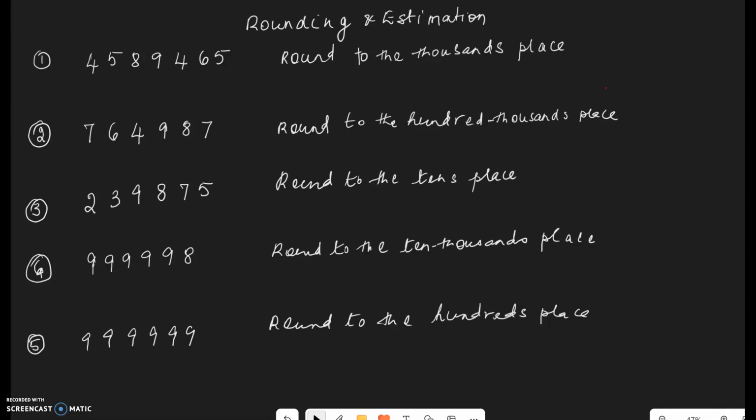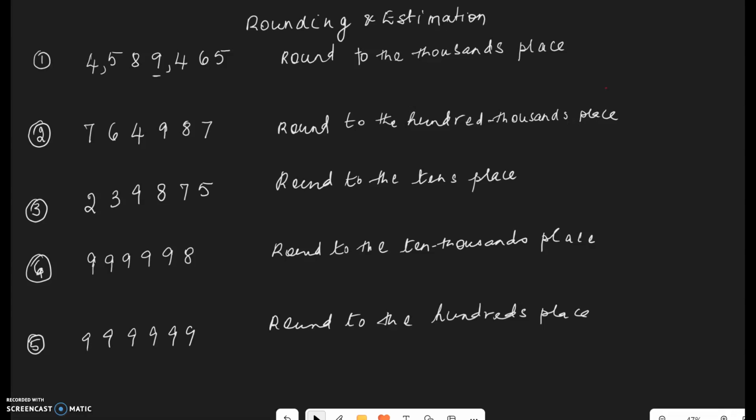What we're going to do is learn how to round whole numbers. So we have a number here. Look at example 1. We have to round it to the thousands place. So first of all, we need to locate the thousands place. We need to put our commas so we know clearly what the thousands place is. So this 9 sits in the thousands place. So first locate the thousands place.